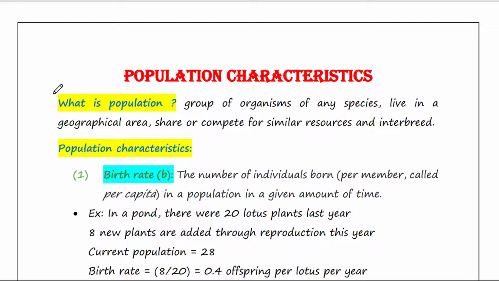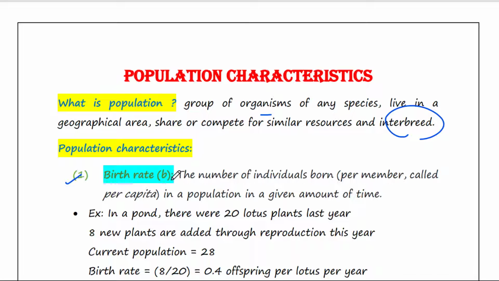So what is population? Population is a group of organisms of any species that live in a geographical area, share or compete for similar resources, and interbreed. Let's talk about the population characteristics today. So first is birth rate.